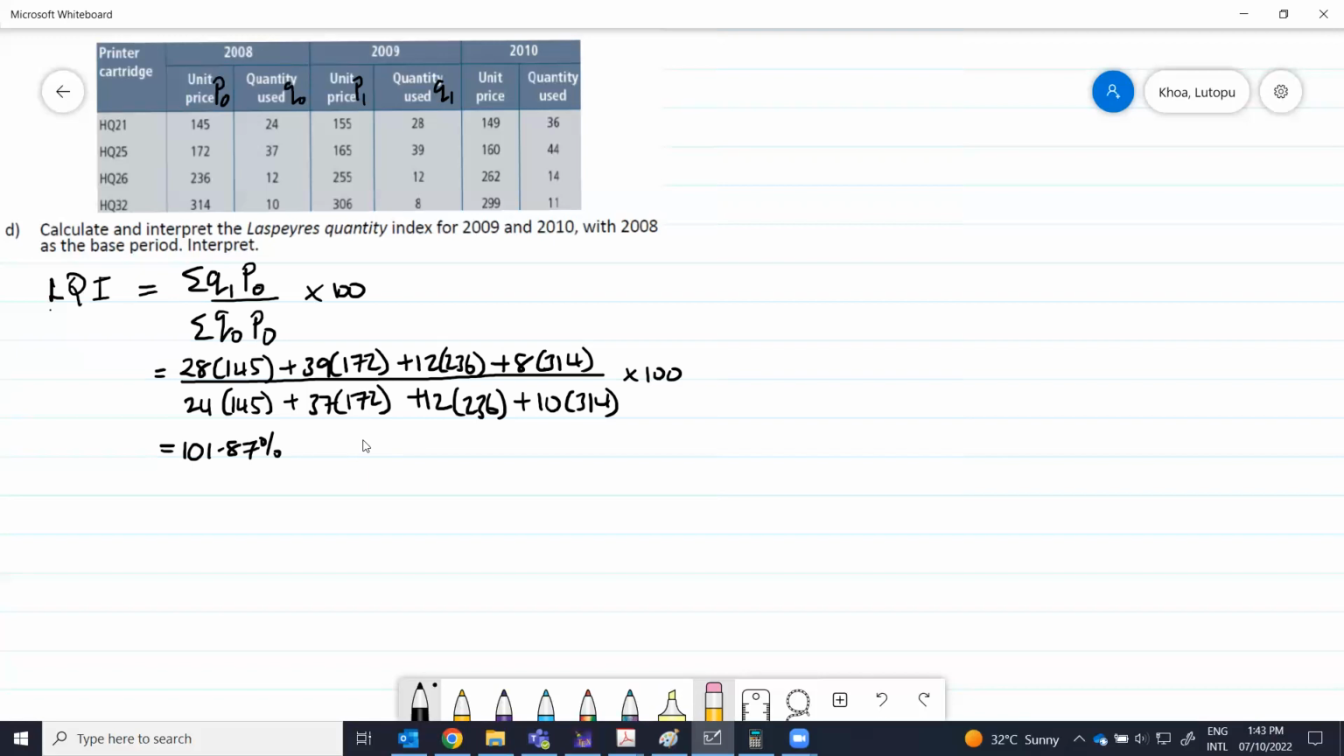So this is for 2009. Then I'll do the same thing for 2010. Then write one sentence to interpret everything. The only thing that changes is our Q1 and P1. So this is our P1 and this is our Q1.